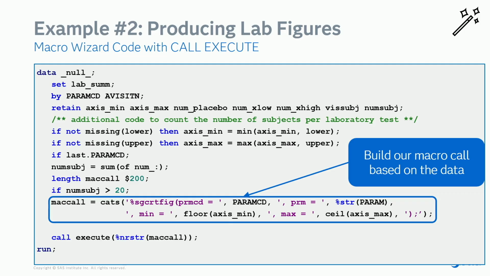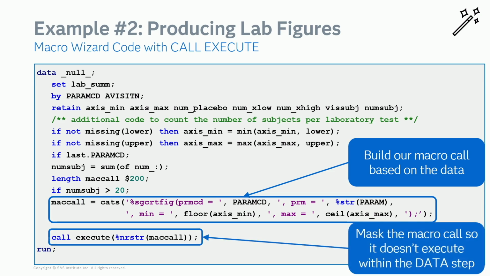You'll notice the %nr_str around it, that's just a quoting function because we don't want the macro language processor to go ahead and try to resolve macro references now. We don't want it to do that until we're ready to execute that macro, so it's masked for now. And then once it gets on the input buffer, then it will be submitted. The macro processor will do what it normally does.